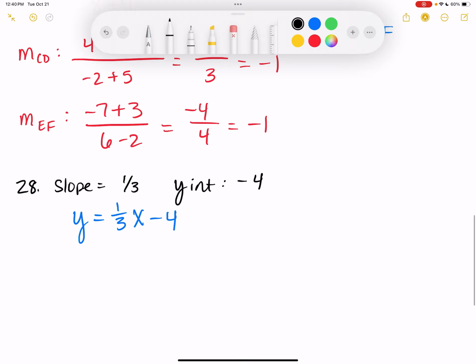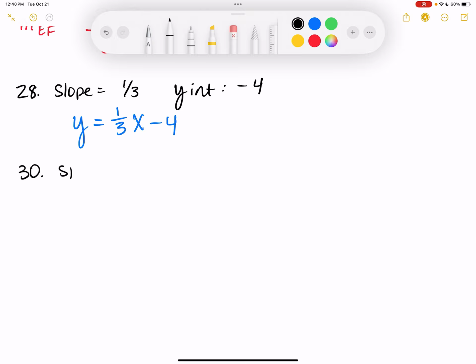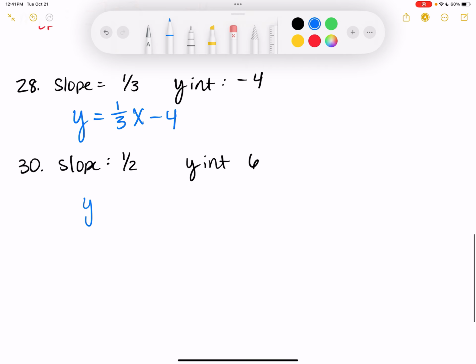30, I've got a slope, apparently I can't spell, slope of 1/2 and a y-intercept of 6. So how would I write this one? Y equals what? 1/2 x plus 6. Yep, 1/2 x plus 6.